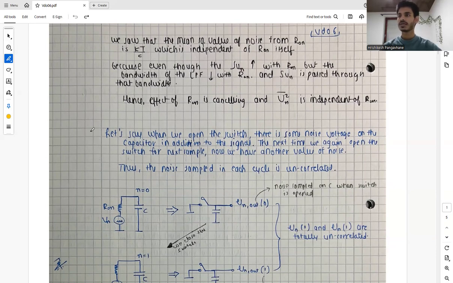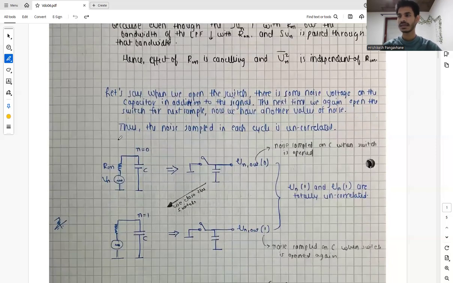So let's say when we open the switch, there is some noise voltage which is sampled on the capacitor. In that we also have our input voltage which is sampled, right? So the noise voltage is just an addition to the input voltage, and the next time when we again close, track, and again open the switch for the next sample, we have another value of noise. Thus the noise sampled in each cycle is uncorrelated.